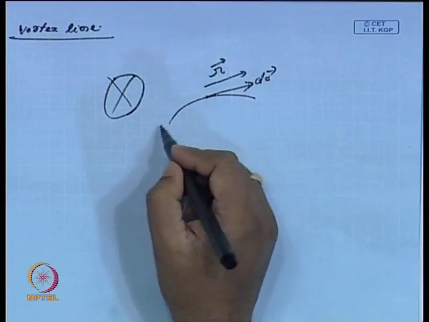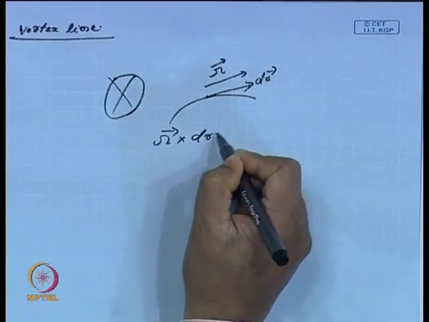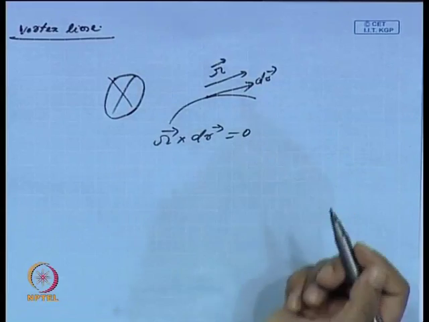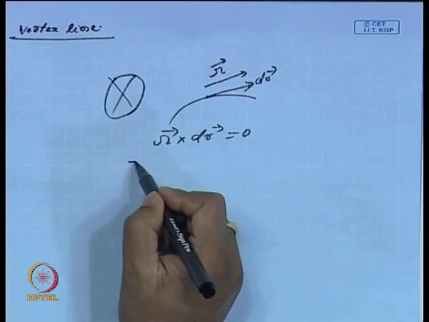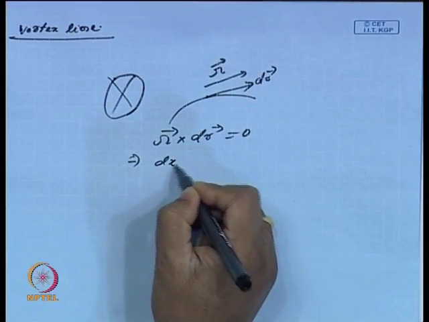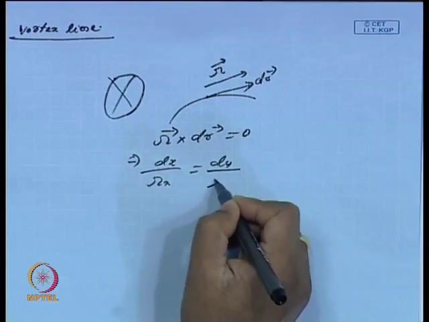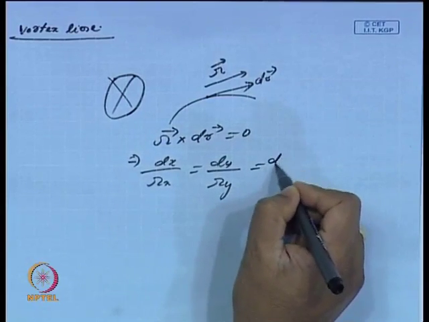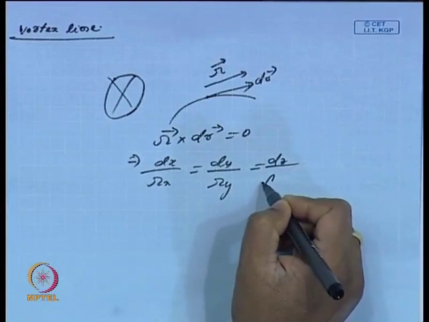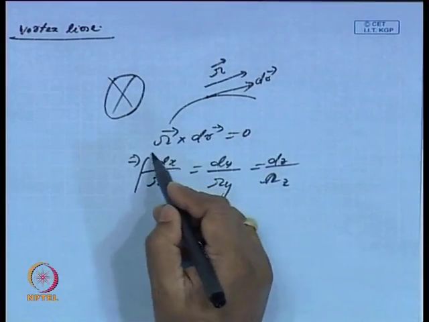So, the equation of the vortex line will give us omega bar cross dr bar is 0, and once that is 0, it gives us dx by omega x equals dy by omega y equals dz by omega z, and that will give us the equation of the vortex line.